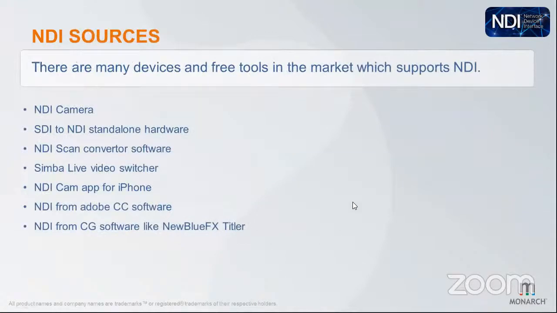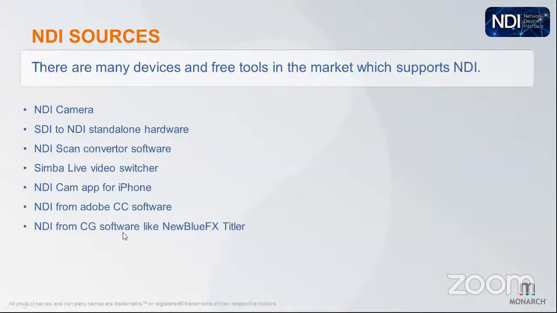So what are the NDI sources? There are many different NDI sources available in the market today. One of them is NDI camera. Then you have SDI to NDI converters. So if you have an SDI or HDMI camera, and you want to convert it to NDI, it is easily possible using this converter. Then there are NDI scan converter software. We will also show you what this scan converter is. Then Simba Live, a video switcher which supports input and output. And mobile phones also, Android or iPhone, you can directly shoot and send it to NDI into Simba.